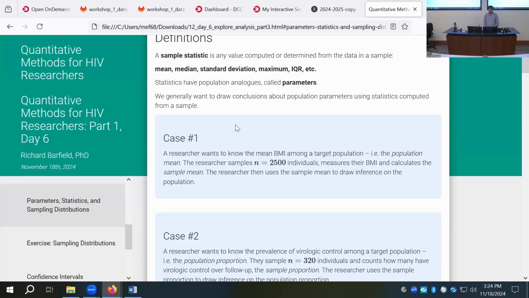So let's say this is case number one: a researcher wants to know the mean BMI amongst the target population. So that's going to be the population mean. They sample 2,500 individuals, measure the BMI, and calculate the sample mean. They then use the sample mean to try to draw inference about their population.